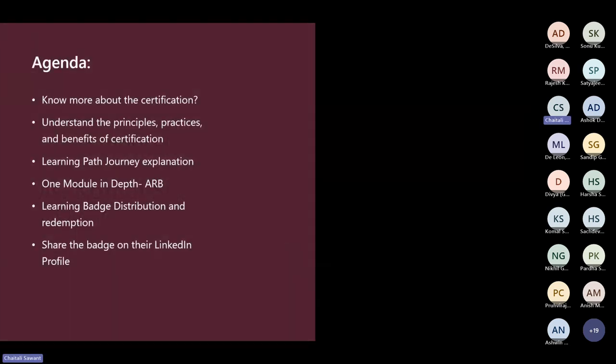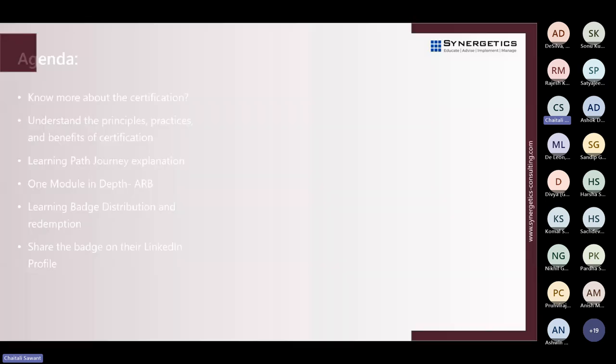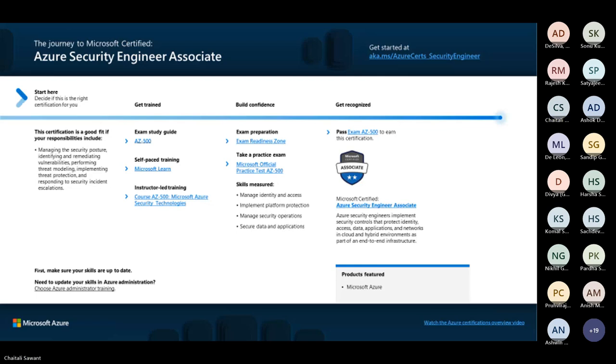The agenda for this webinar: you will get to know more about the AZ-500 certification and its benefits. We also have a complimentary learning achievement badge, which will be shared with you later on. This is the journey path for the AZ-500 certification, which will be explained to you by our speaker ahead in this webinar.